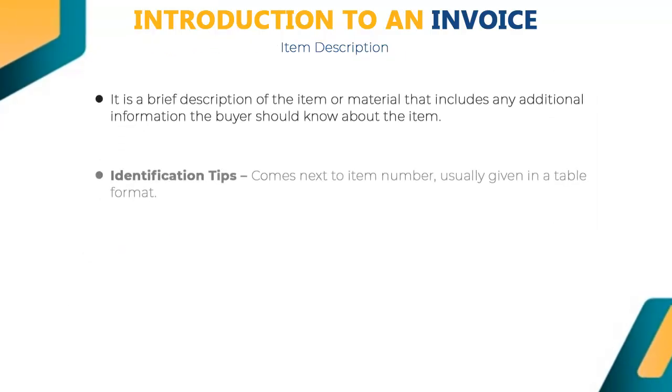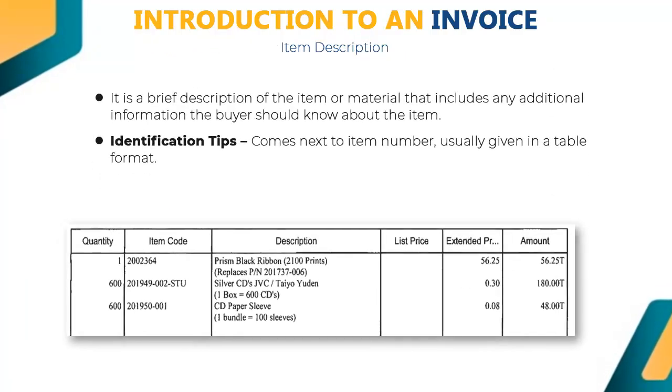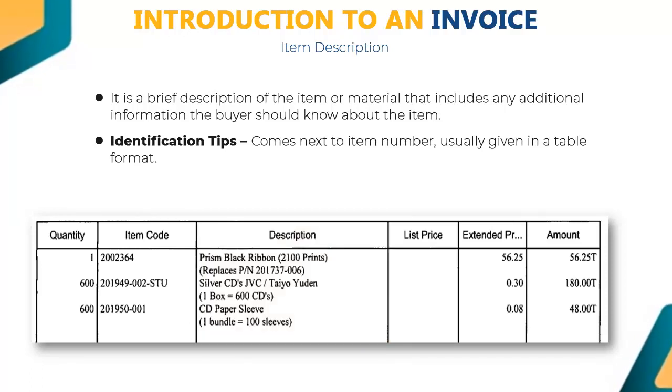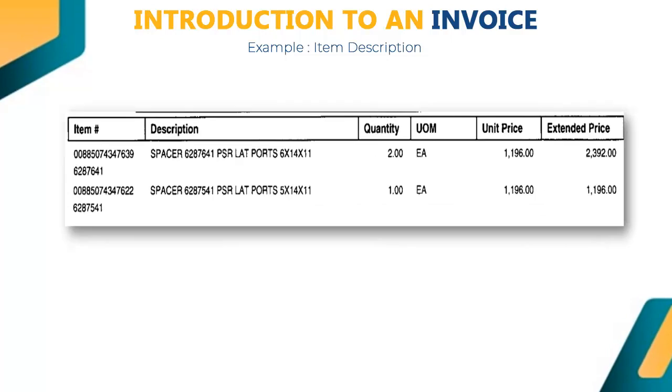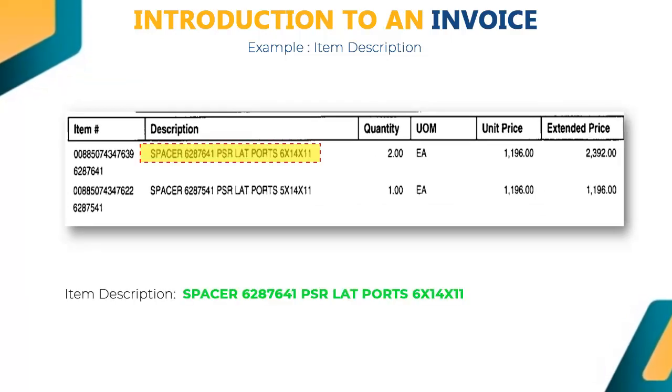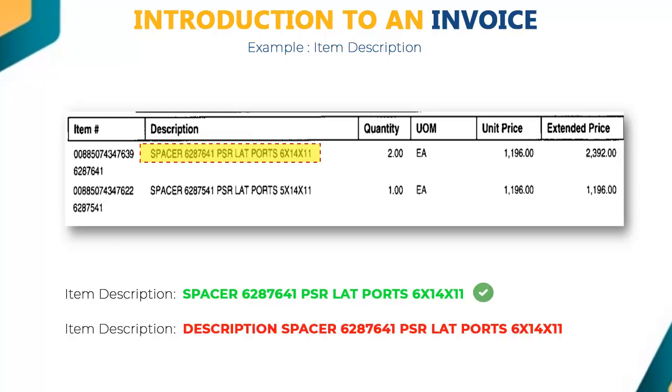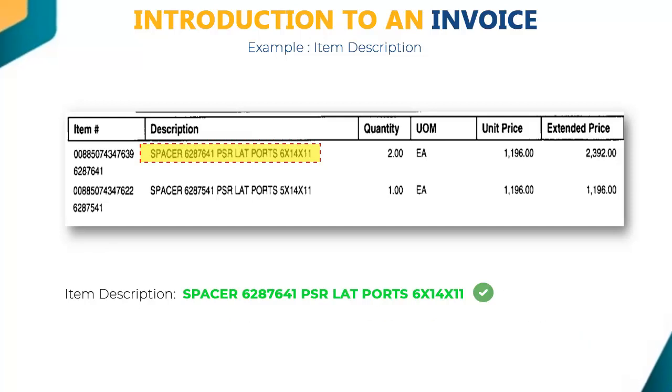Description is a brief description of the item or material that includes any additional information the buyer should know about the item. Identification tips: it comes next to item number, usually given in a table format. Key only 6287641 PSR log port 6x14x11 for this example. This is for the first line description. Likewise, key as per the image shown in the snippet for all other lines. Do not key the word description. If the words description or material description are already populated, then remove the words description or material description.